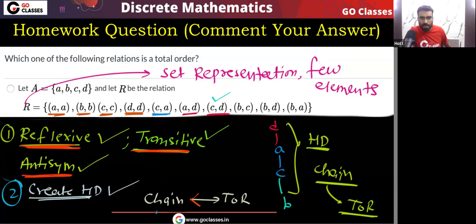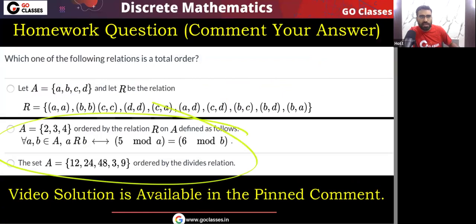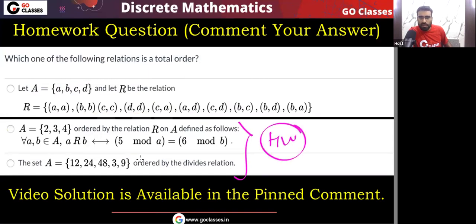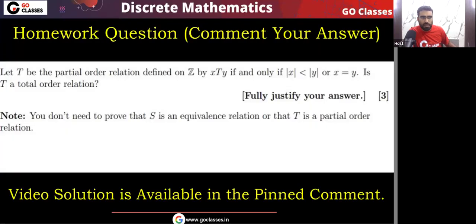Very simple. These two remaining questions, can you try? I'm giving them to you as homework. Pause the video, solve these questions, and write your answer in the comments. These are good questions, let me tell you. This is a good question, this is also a decent question, so you can check it. This is another very good question. Again, this is also for your homework.